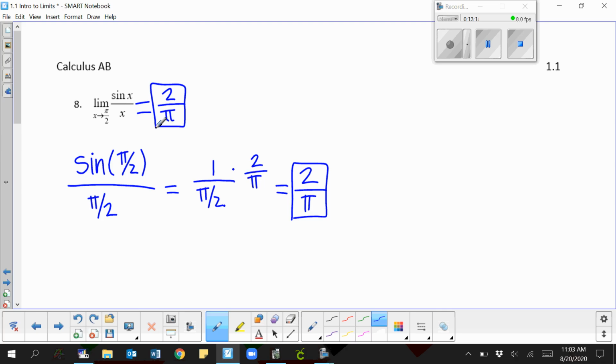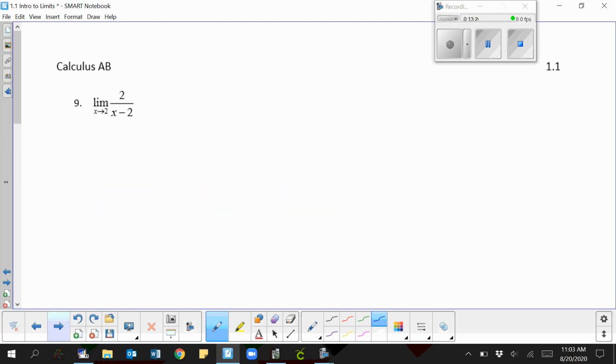All right, let's look at 9. For number 9, we're looking for the limit as x approaches 2. So I have 2 over 2 minus 2, or I end up with 2 over 0. So having that 0 in the bottom, we cannot divide by 0. And this one, there's not anything that we can factor out. So for this one, we're going to need to do a table.